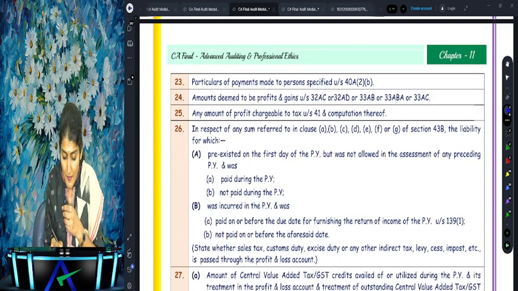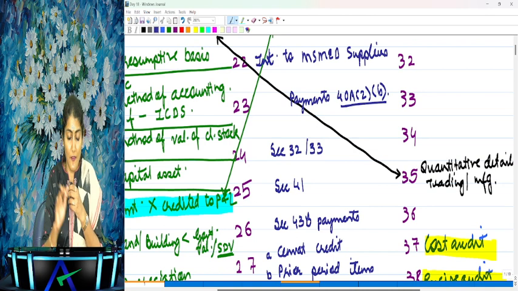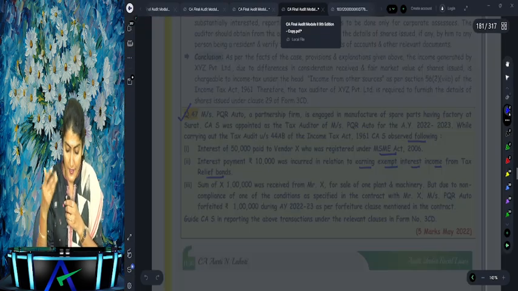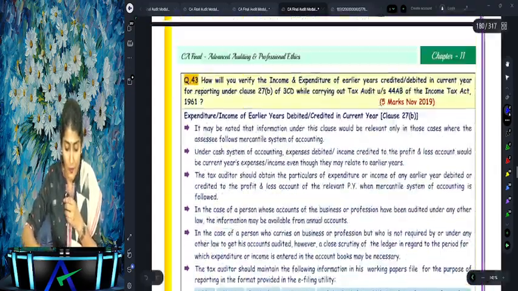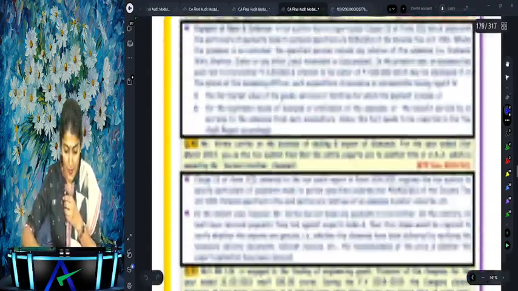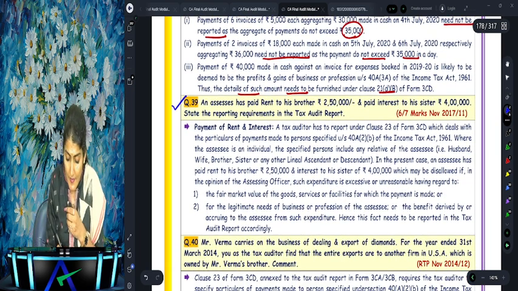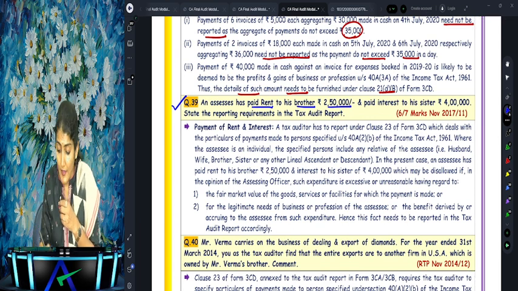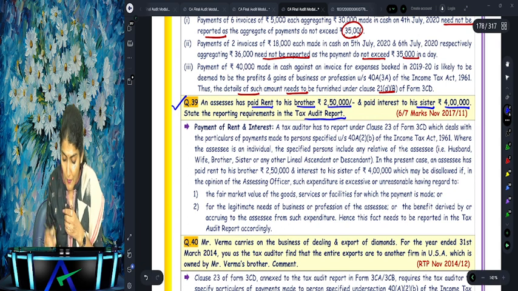Particulars of the payments made to the specified persons under 40A2B of the Income Tax Act. Okay, so let us look into this question over here. An assessee has paid rent to his brother of 2,50,000 and paid interest to his sister of 4 lakh. State the reporting requirements in the tax audit report.